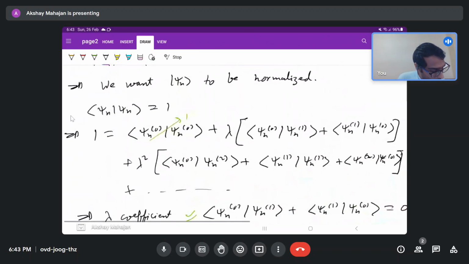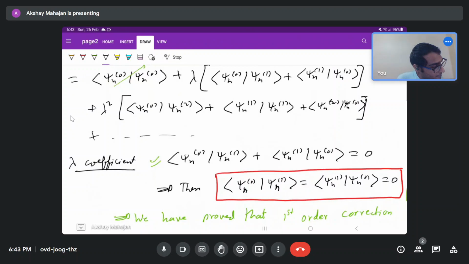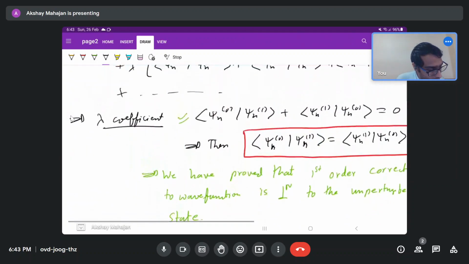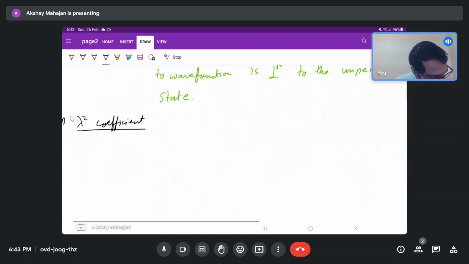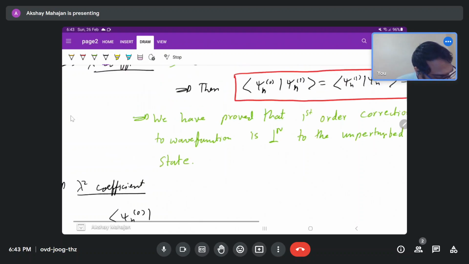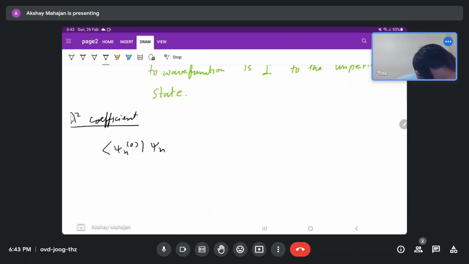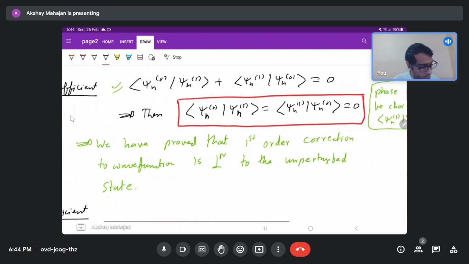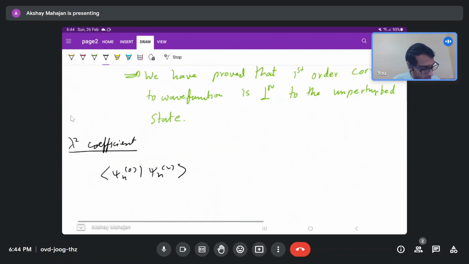Okay, lambda 1 comes, we get this. From the lambda square term, what we need is psi n of 0, psi of 2. Actually, the phase on psi 1 can be chosen to make these coefficients real. So we can choose these wave functions so that psi 1 and psi 0 coefficients become real, and we will use this property here as well.